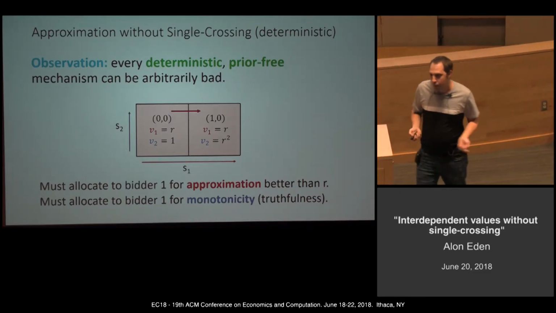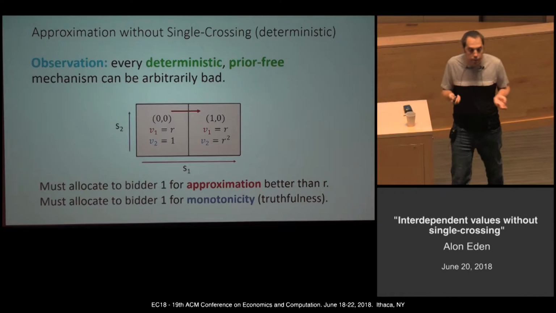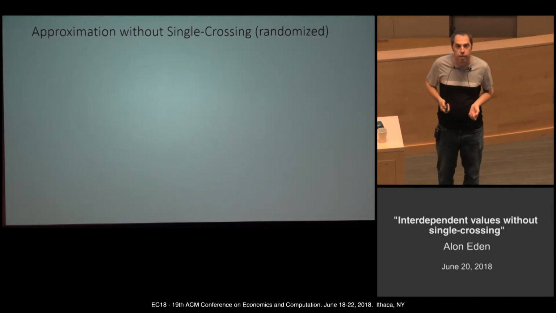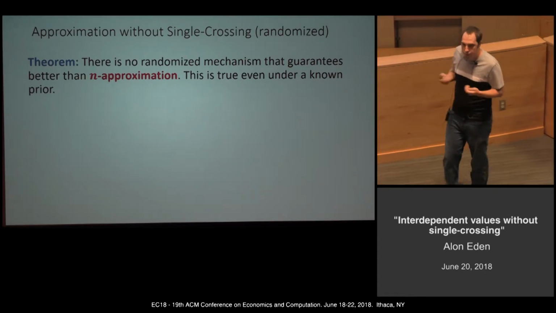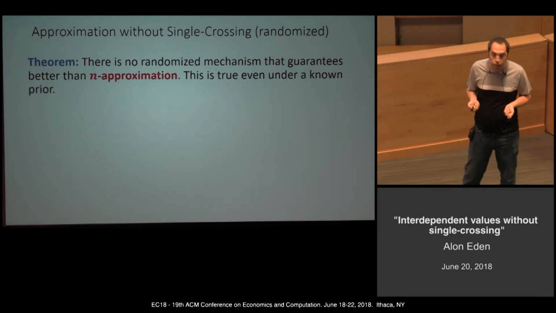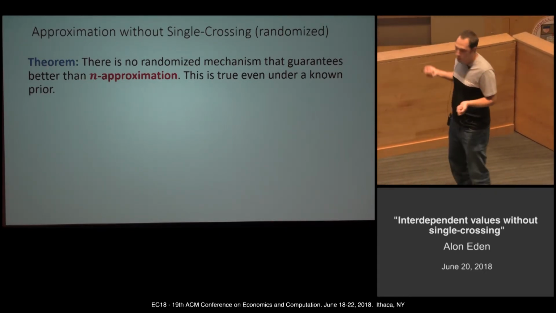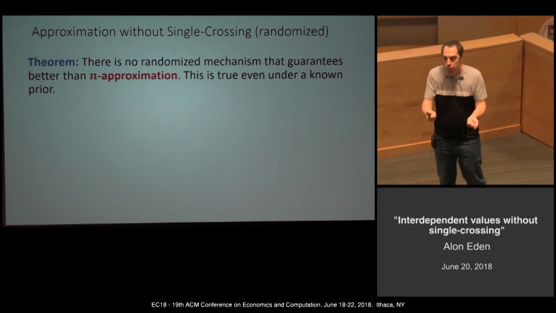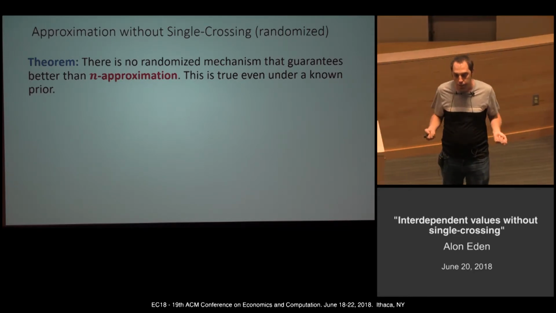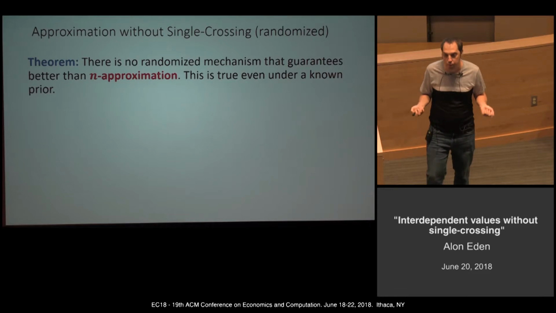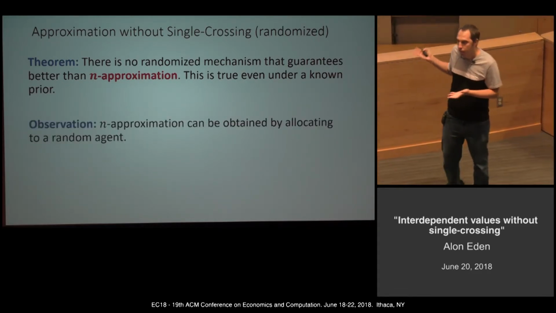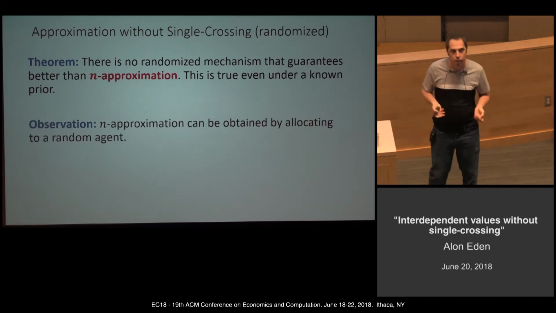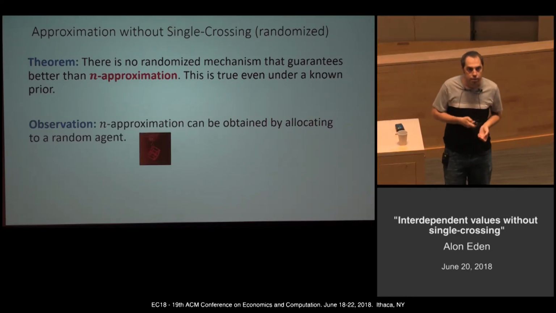Okay, so you can say, okay, this is deterministic. Maybe we can run some randomized mechanism, and the answer is also, unfortunately, no. There is some instance without single crossing in which no randomized mechanism, even if I give you the priors, can get better than an n approximation. Any idea how to get an n approximation? Anyone? So we can just allocate to a random bidder and get an n approximation. So this seems really bad, right? This seems hopeless.